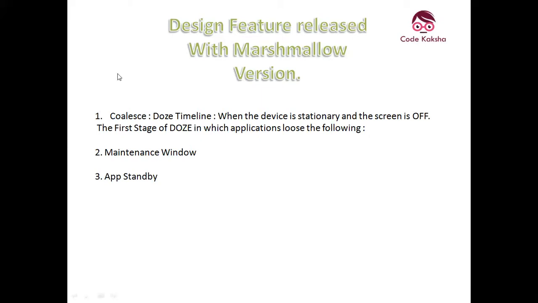So these are the features that were given in the Marshmallow version last year. The first feature is called Doze. That is when the device is stationary and the screen is off. So this is the first stage of Doze. This will occur, right? So let's see the Doze timeline.